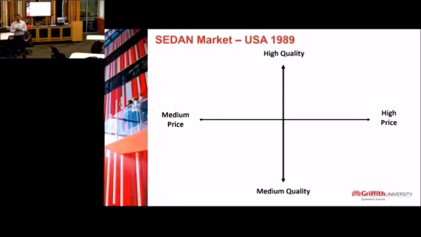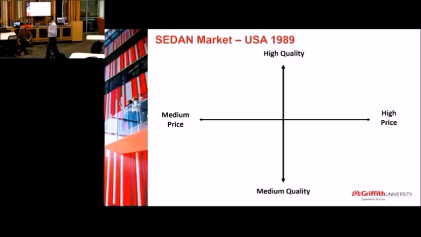A sedan means a car with three different compartments which are separated and closed: one for the engine, one for the boot, and one for the passengers. So a normal car is not necessarily a sedan. In the car market, sedan means any car with three separate compartments: engine, passenger, and boot. It's not hatchbacks, not sports cars. So that is the sedan market.